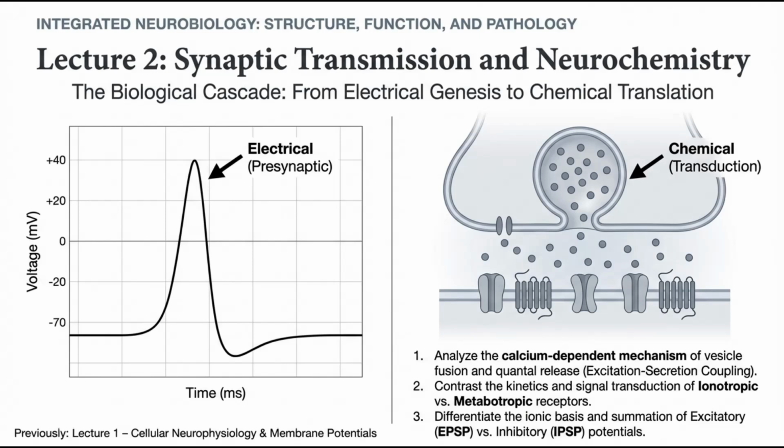Let's get started. Okay, let's visualize slide 1. This is the title and learning objectives slide. Visually, for you listening, imagine a kind of split screen diagram. On one side, you've got a presynaptic terminal. It's the sender, and it's releasing these little bubbles, vesicles. On the other side, you've got the postsynaptic membrane, the receiver, and it's studded with receptors.